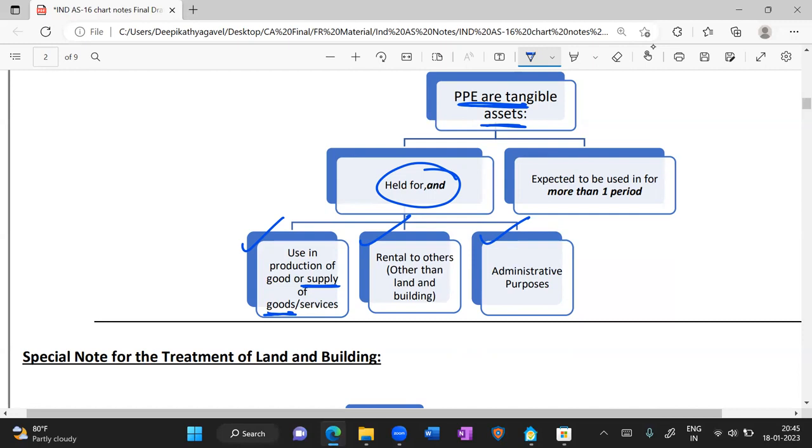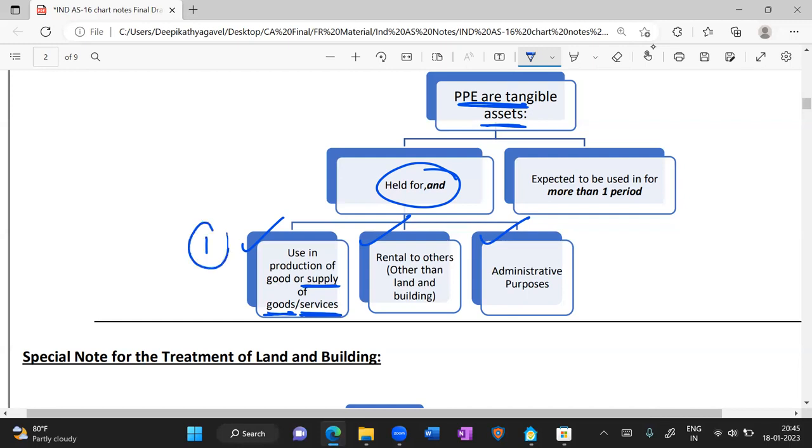The third condition in the same point is that it should be used for supply of services. What do you mean by supply of services? Let's say you have a business process outsourcing unit, a BPO sector. You have a call center. To provide services to the customer, let's say back-end services, you will be using mobile phones, telephones, monitor devices, headphones. All of these are tangible assets, which are going to come under Ind AS 16 because they help in the supply of services.